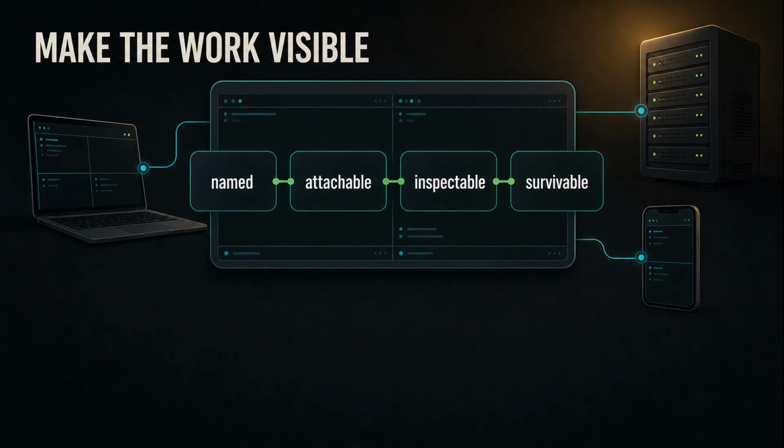Once you see agent sessions as supervised workers, the terminal needs structure. tmux is the smallest serious structure that works locally, over SSH, and from a phone.